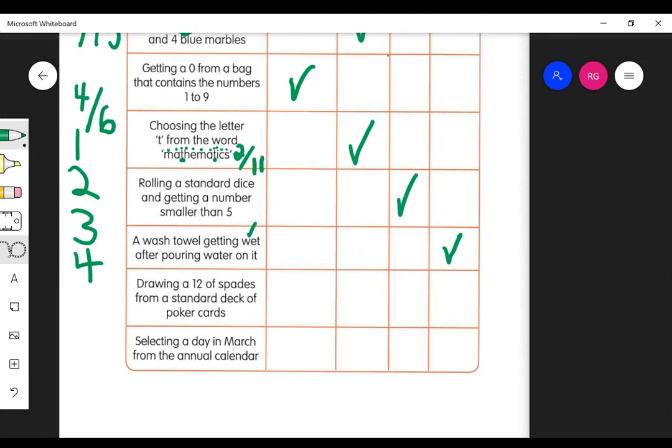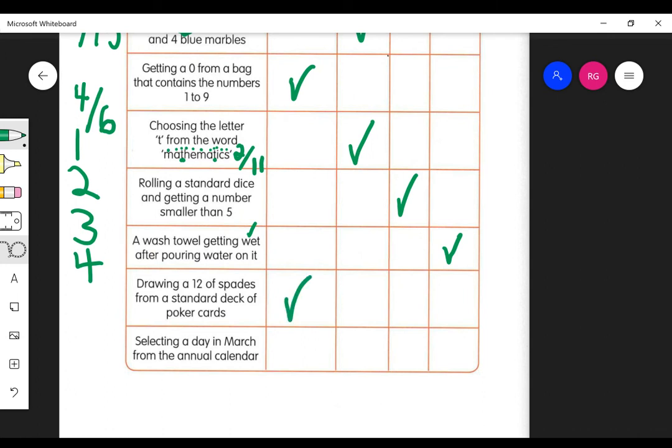Drawing a 12 of spades from a standard deck of poker cards. Okay, so we don't have 12 of spades because we have ace, 2, 3, 4, 5, 6, 7, 8, and once you get after 10, you start with the jack. So there is no 12 of spades, so that is impossible.